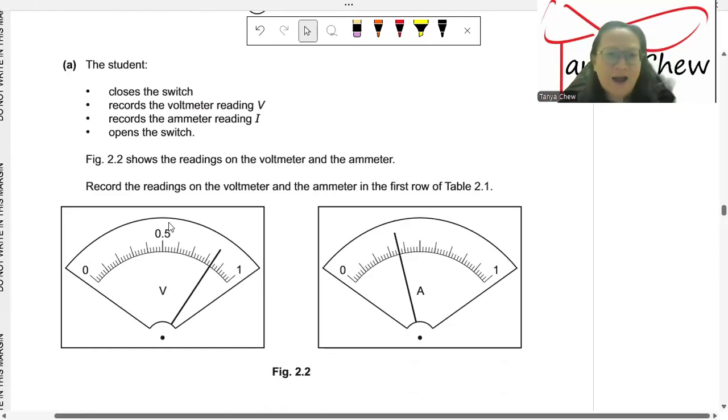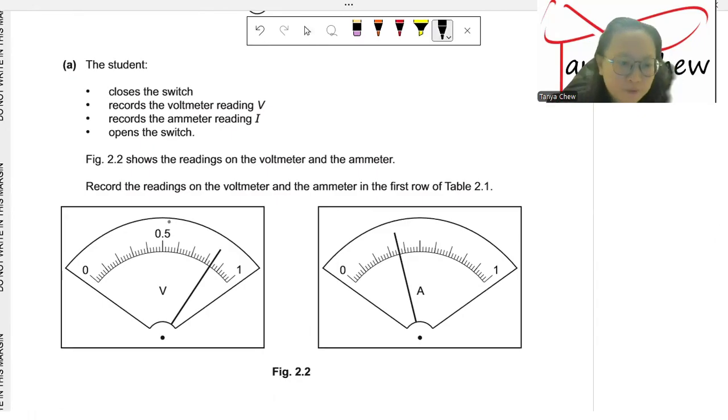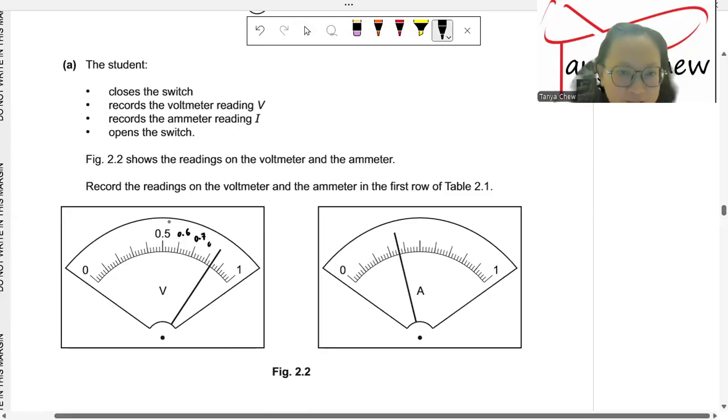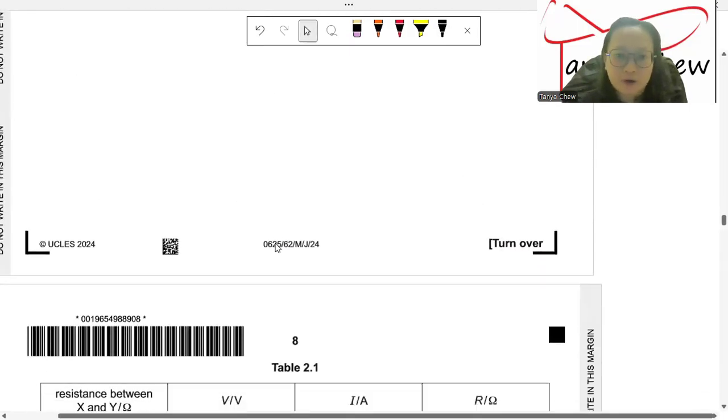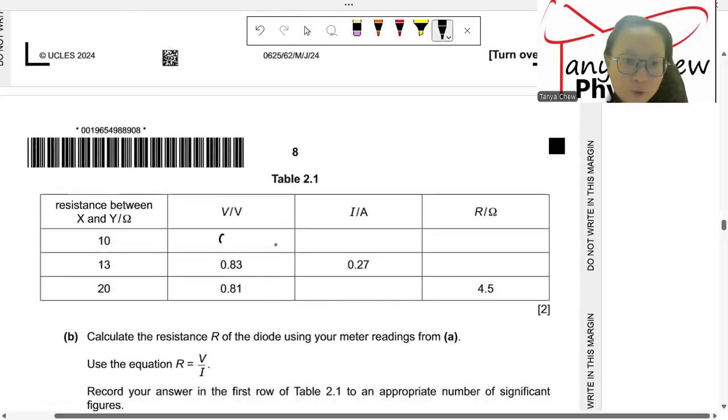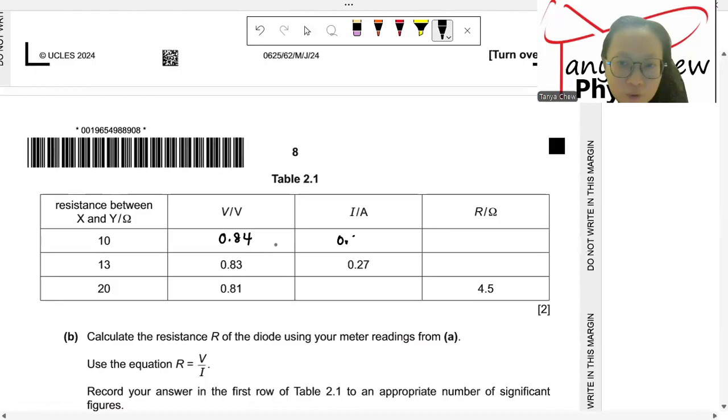But before that, I have to take the readings from here. The voltmeter reading is 0.5, 0.6, 0.7, 0.8, 0.82, 0.84. The voltmeter reading is 0.84 volt. I just put it here first. And the ammeter reading: 0.1, 0.2, 0.3, 0.32, 0.34, 0.36. The reading is 0.36 ampere. Here's the reading from the ammeter. I'm going to fill in the blank here. So this is 0.84. This is 0.36.